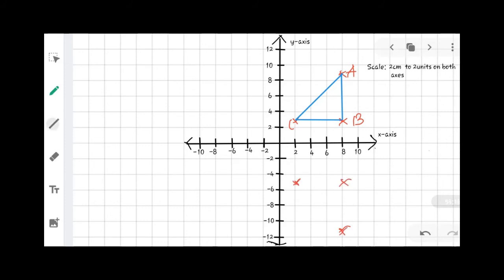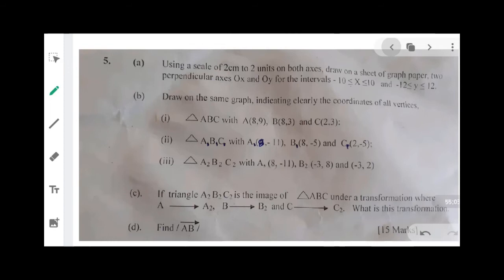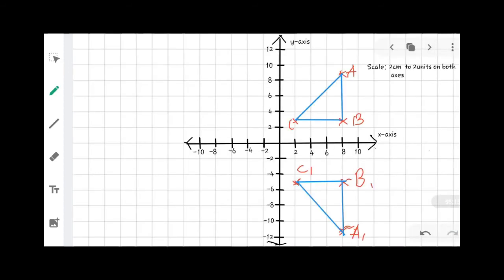Somewhere here. Okay, so let's join our points to form another triangle. Sorry. Okay, and then this comes here. Good. Okay, hope you are following. Now let's label our points A1, B1, and then C1. Let's draw points for our last triangle.